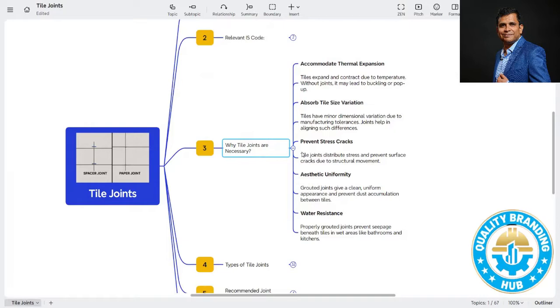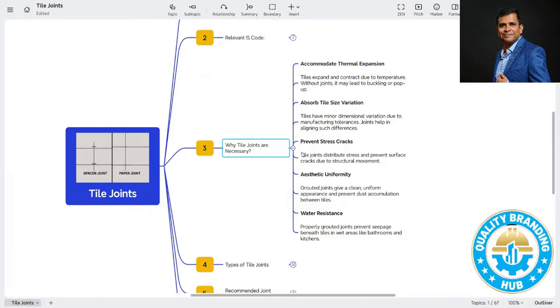So that is why it is important to provide the joint to accommodate the thermal expansion. The next is absorbing tile size variation. Whatever tiles we get from the manufacturers, the IS code has given guidelines for the tolerance. Now, this tolerance sometimes may become a problem, because you need to lay the tiles exactly in the same line and at the same level. If there is even a little variation, it sometimes looks ugly. So to absorb the variation in tile size, we need to provide the tile joint.